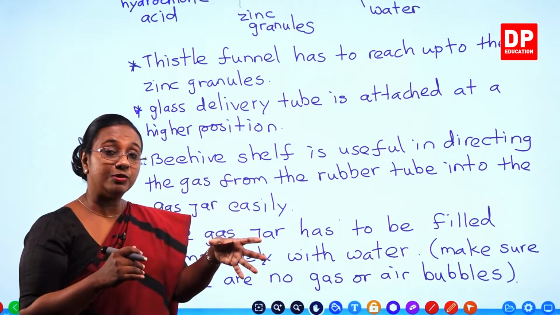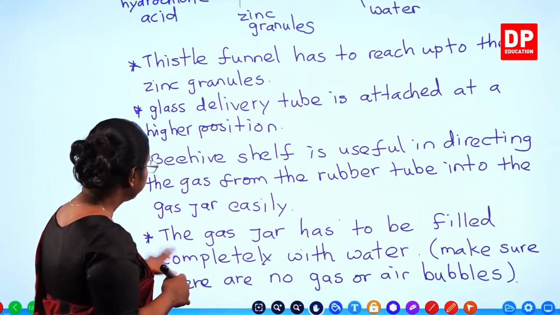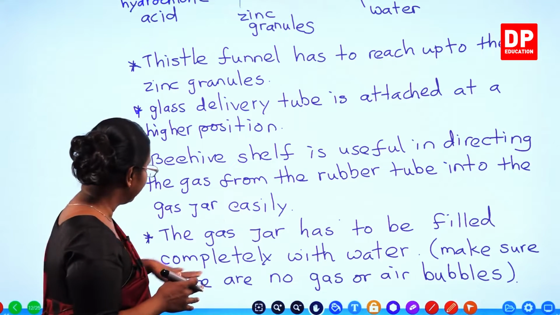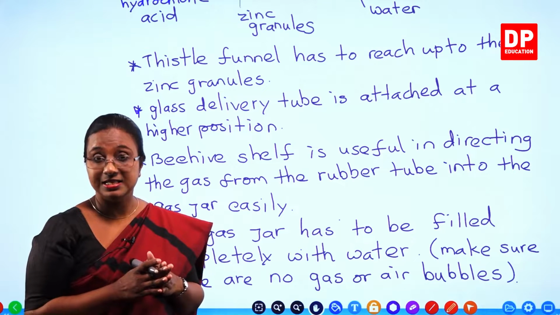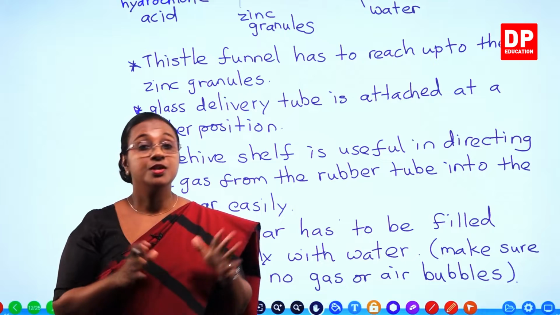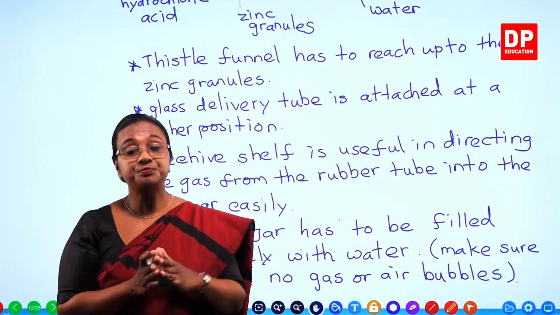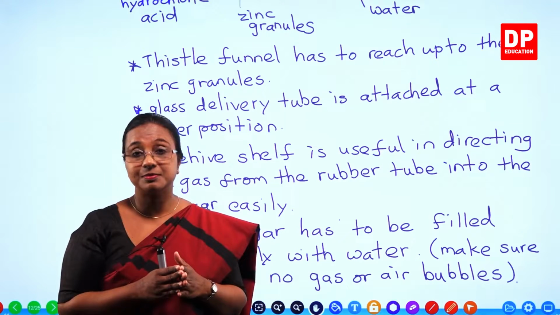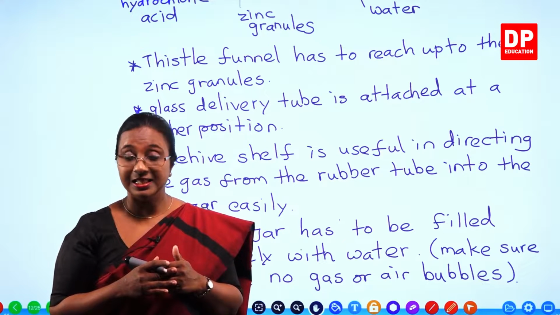Otherwise, we will have to be holding it or we need to clamp it. Than that, this is easier. And the gas jar has to be filled completely with water, and we make sure that there are no gas bubbles or air bubbles inside it. So that is how we carry out the activity. So I am sure, students, you have understood the procedure properly. I will go to the next slide. There again I will discuss the procedure and then I will carry out the activity in the lab.